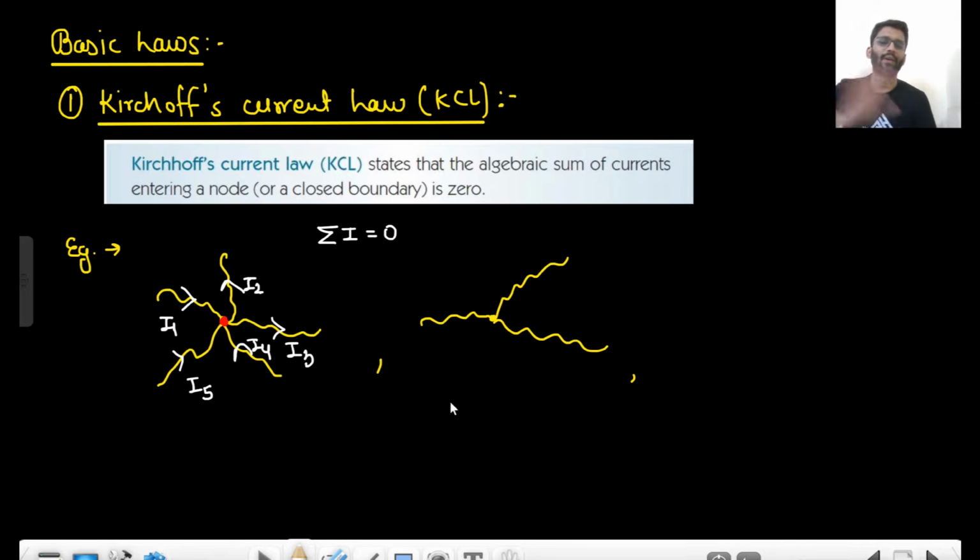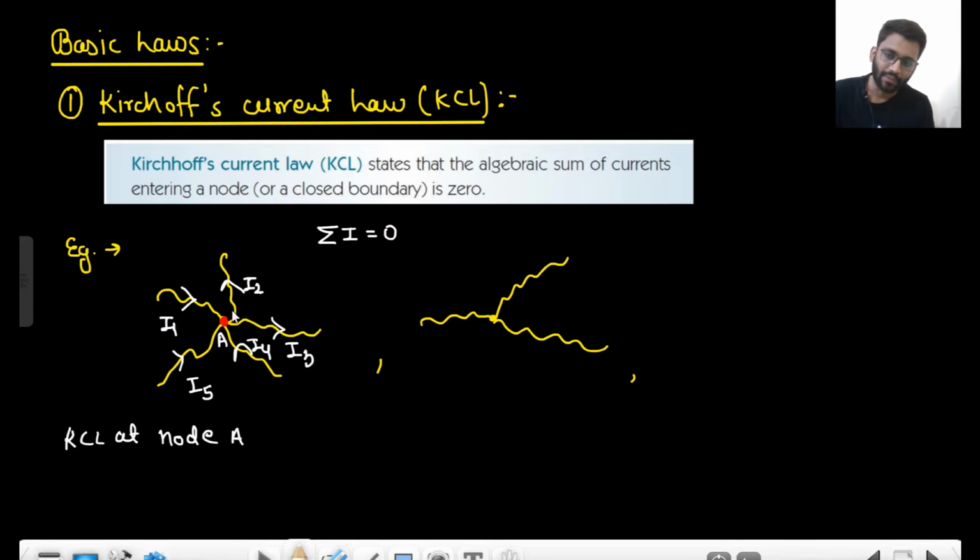Now forget about the law and everything. I will just tell you how to write the expression. We will take outgoing current as positive. I will repeat it. We will take outgoing current as positive and incoming current as negative. बाहर जाती हुई करंट को पॉजिटिव लेंगे, अंदर आती हुई करंट को नेगेटिव लेंगे. Let's call this one node A. So let's apply KCL at node A.